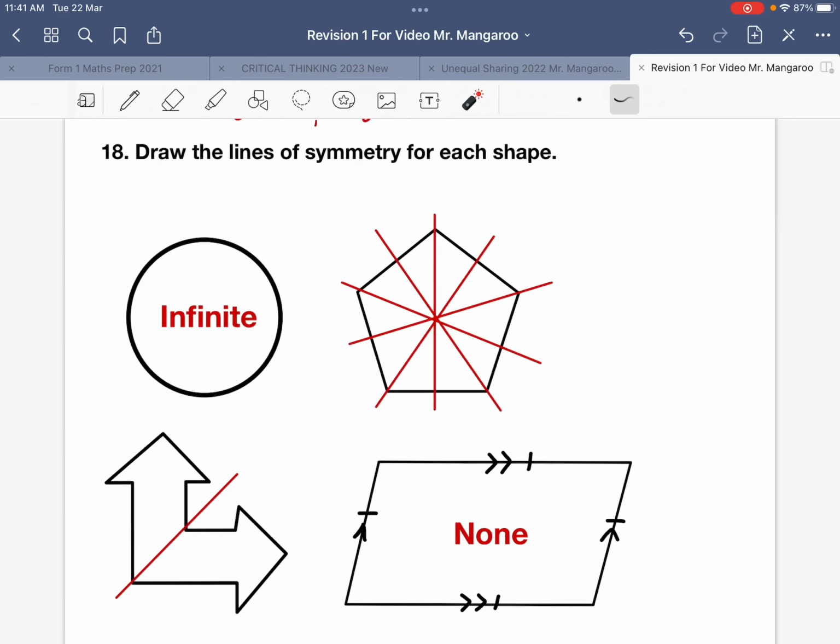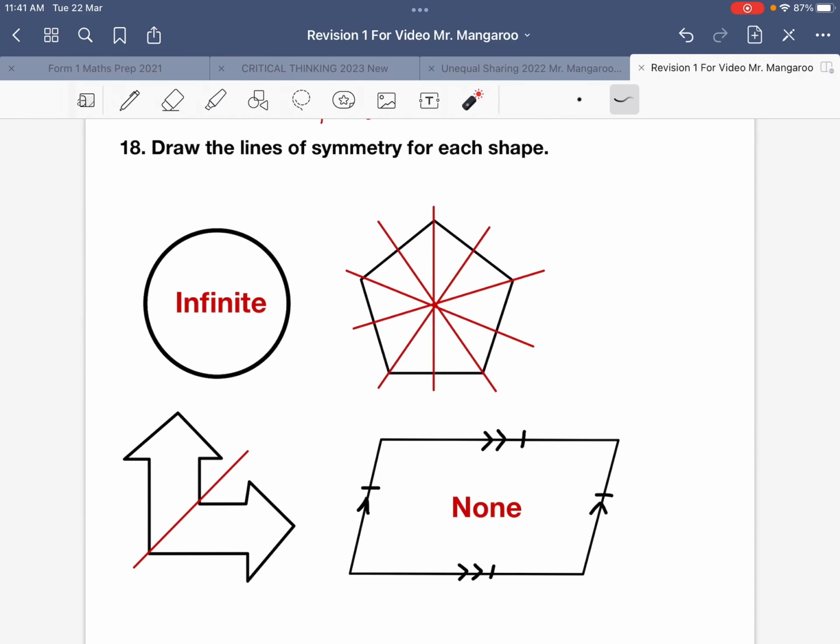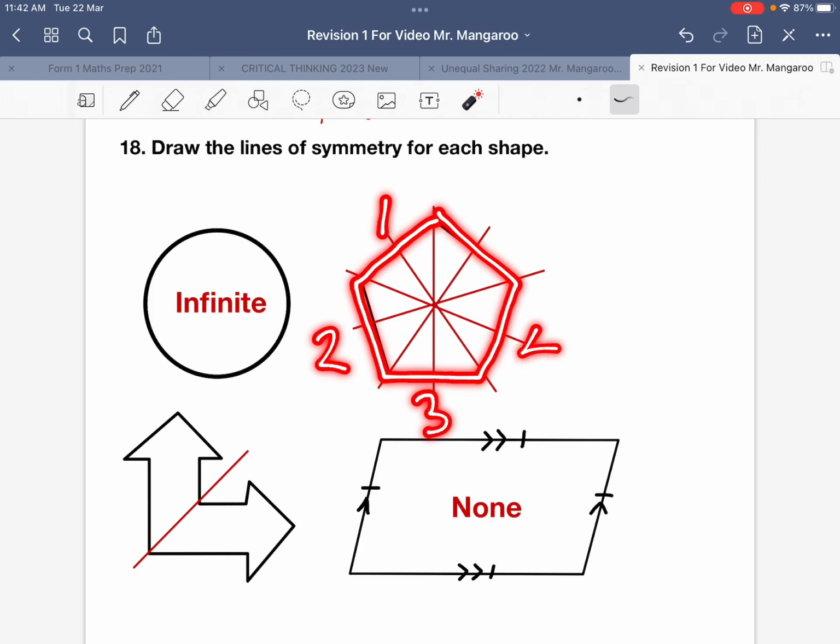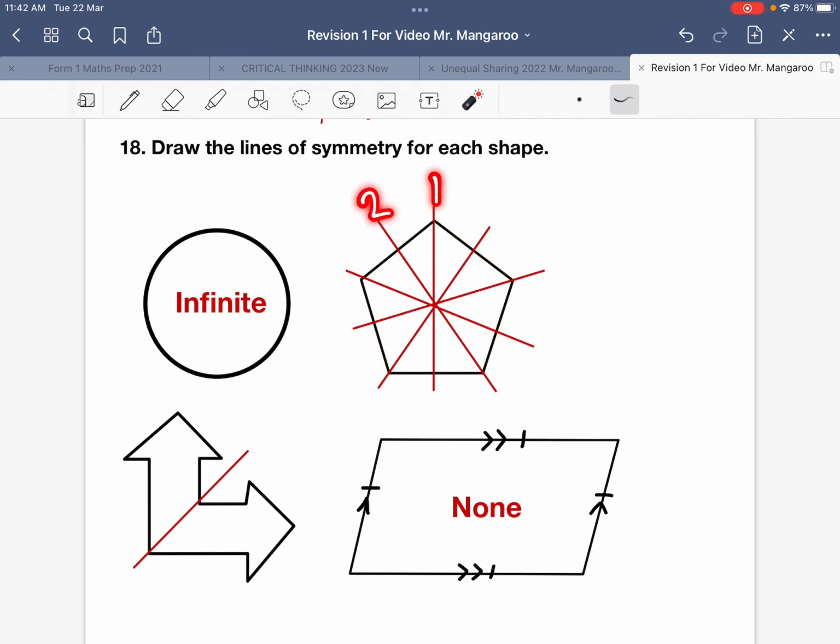18. Draw the lines of symmetry for each shape. So a circle has an infinite number of lines of symmetry. Regular polygons have the same number of sides as the number of lines of symmetry. So this is a pentagon that has 5 sides, so there are 5 lines of symmetry. A parallelogram has no lines of symmetry.